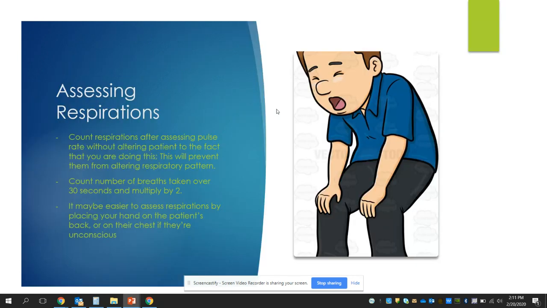Like we said, if we're going to be assessing respirations, the best way is to pretend like we're still checking the pulse and not alert the patient to what's going on here. If you have difficulty watching that chest rise and fall, maybe place your hand on the patient's back so that you have an easier time watching or feeling your own hand rise and fall.